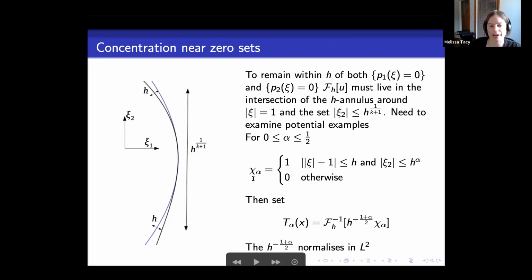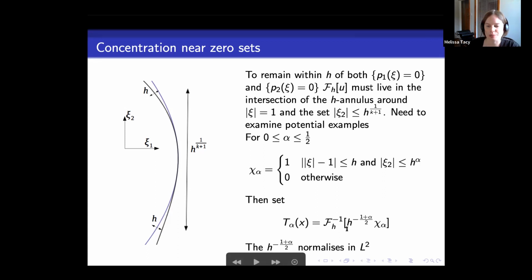So I'll have chi alpha, which is equal to 1 on the little h annulus. So this is always a quasimode for the first operator. And I will further restrict xi2 to be less than h to the alpha. Otherwise, it's equal to 0. So this is essentially going to be my Fourier transform of V.